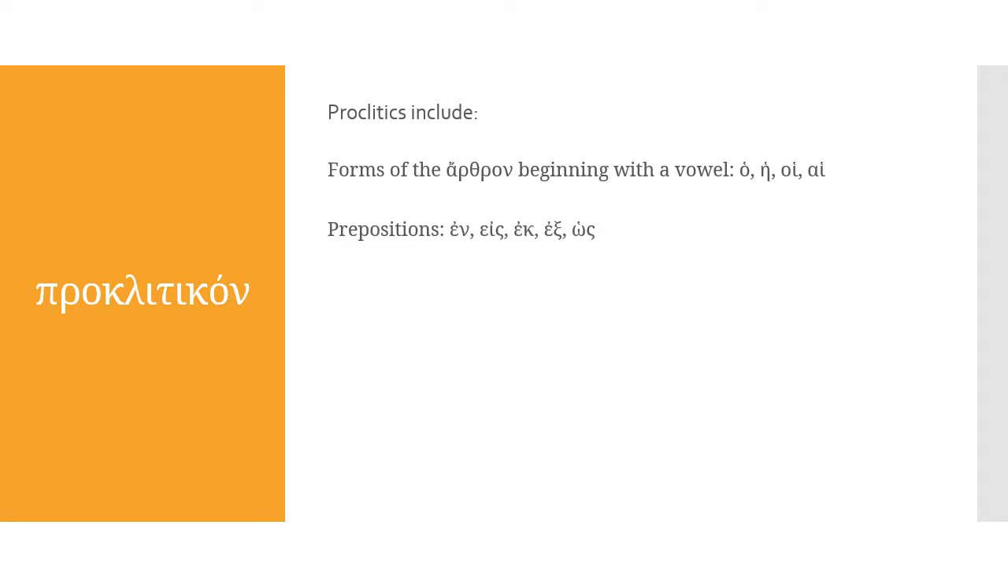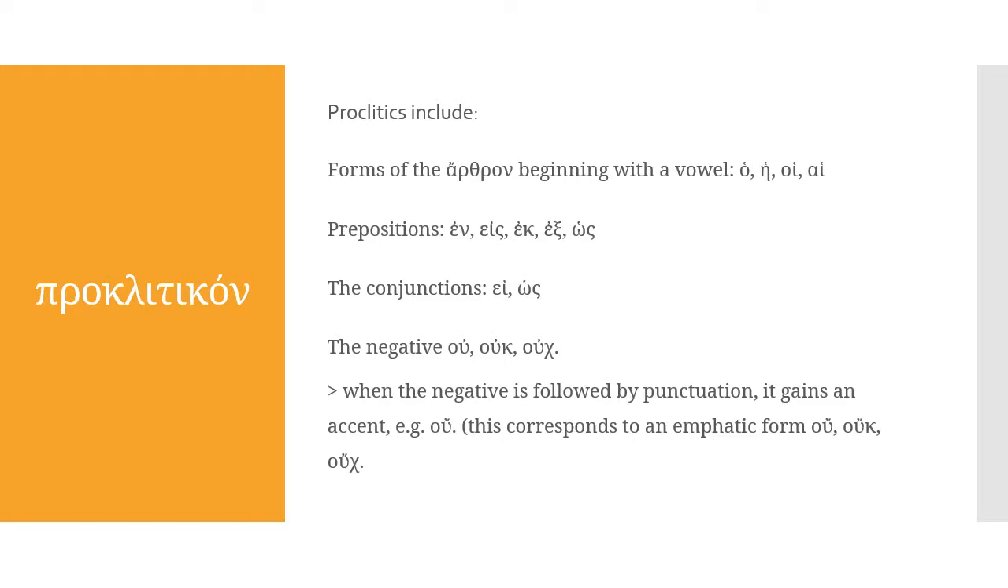Short prepositions: en, eis, ek, ex, and hos. The conjunctions ei and hos. The negative, ou, ouk, ouch. When the negative ouk is followed by punctuation, it gains an accent. For example, ou with an oxus at the end of a sentence. This corresponds to an emphatic form, ou, ouk, ouch, which can be found in other places.